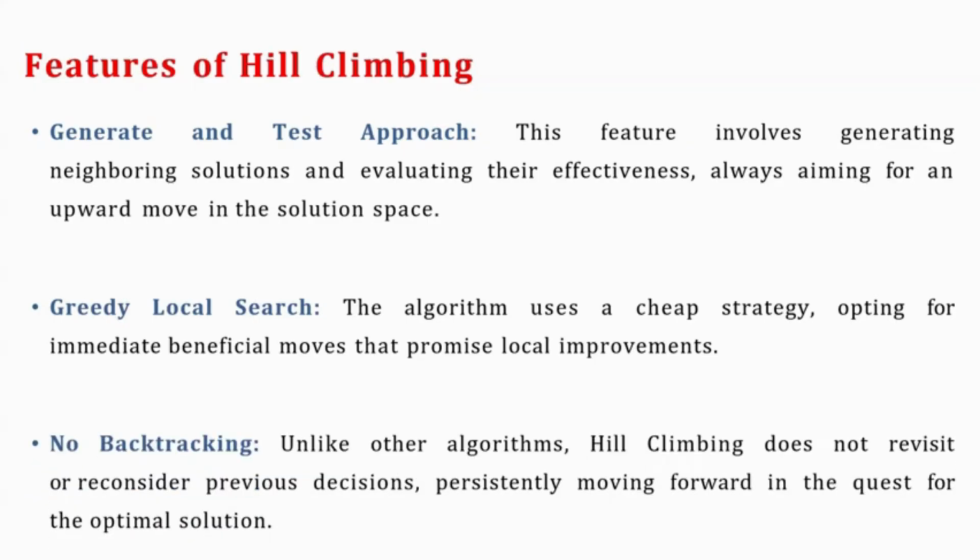No backtracking. Unlike other algorithms, hill climbing does not revisit or reconsider previous decisions, persistently moving forward in the quest for the optimal solution. We see other uninformed techniques used in AI algorithms, such as BFS and DFS, and maybe also IDDFS. So those may backtrack, right? Once a node is visited, it can backtrack. But in hill climbing, once the destination is reached, it does not consider any previous decisions or previous solutions.